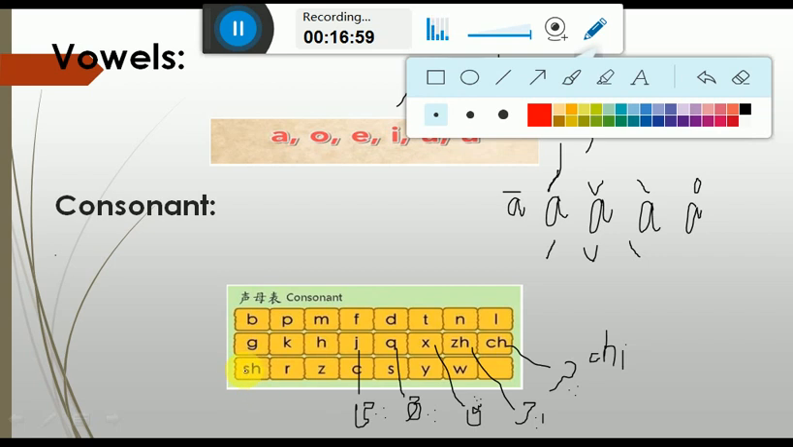The pronunciation of SH is shi. R. The pronunciation of Z is zi. The pronunciation of C is ci. Z is a combination of Z and D. C is a combination of C and T. S. Y is E and W is U.